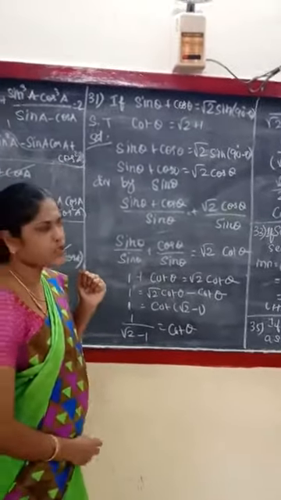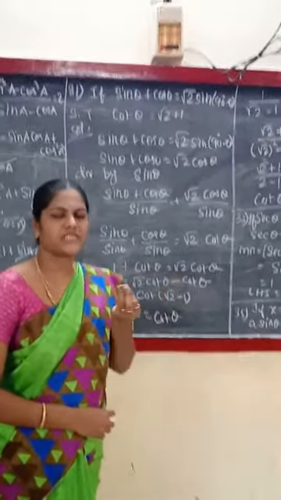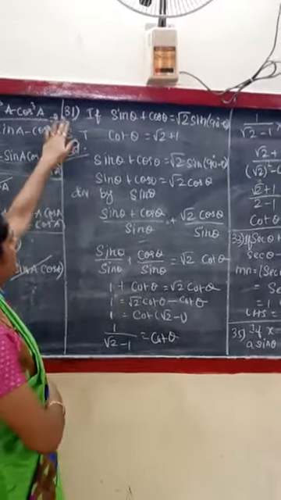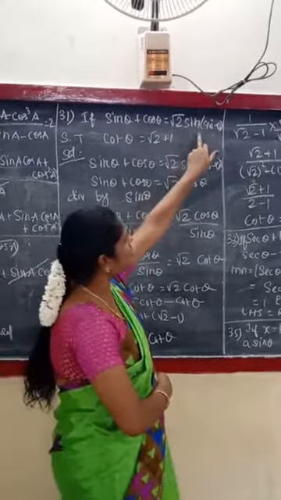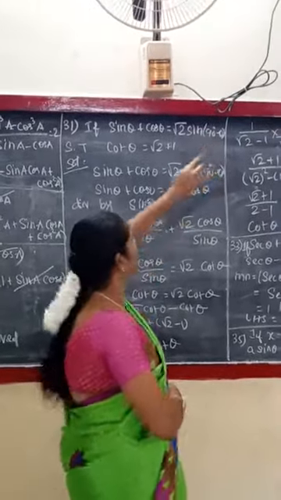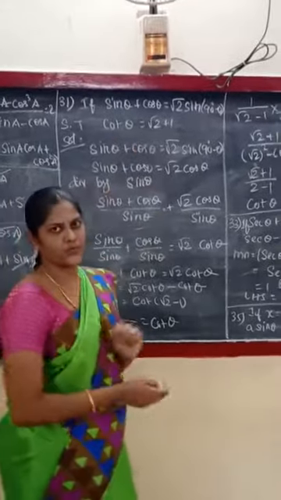Listen, 31st question. From 31st to 35 is a different model, but it's very simple. Listen, 31st question. If sin theta plus cos theta equal to root 2 sin into 90 minus theta, we need to show that cot theta equal to root 2 plus 1.